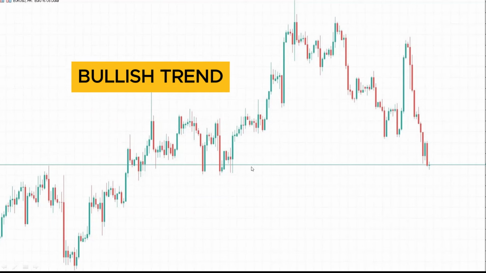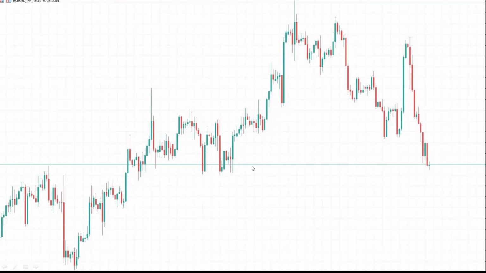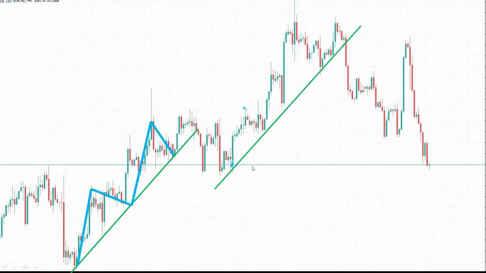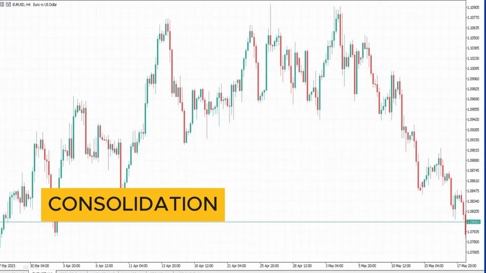Bullish or uptrend. A bullish or uptrend is marked by a series of higher highs and higher lows on a price chart. In an uptrend, buyers dominate the market, pushing prices higher as demand outweighs supply. Traders in an uptrend usually seek to buy or go long, aiming to capitalize on upward price movements. Uptrends can be identified by connecting the swing lows and highs with an upward sloping trend line.